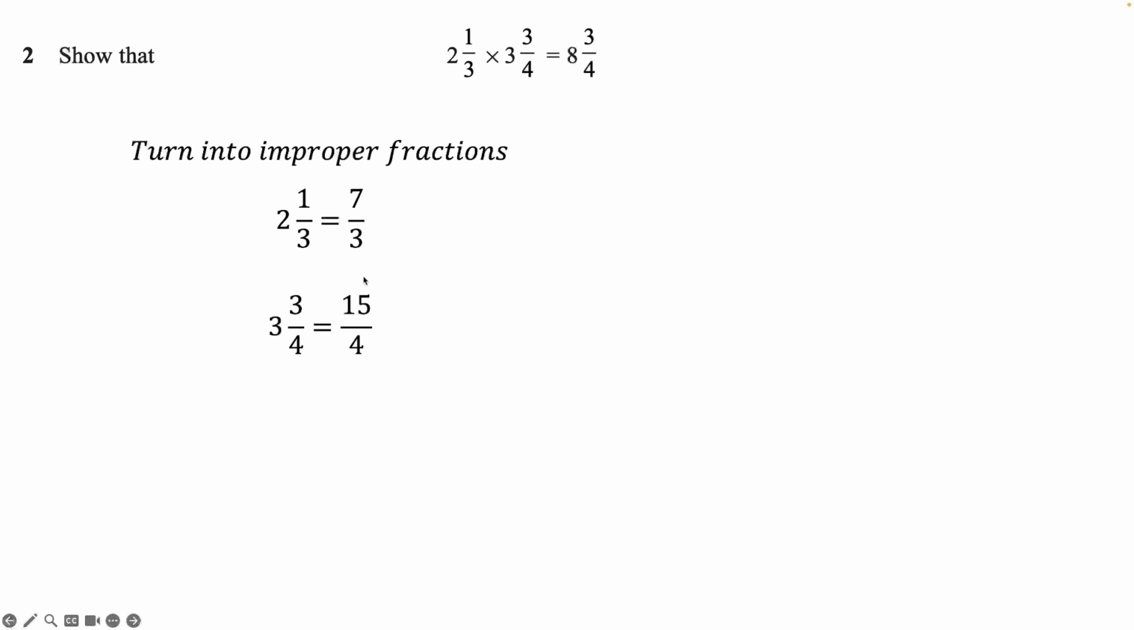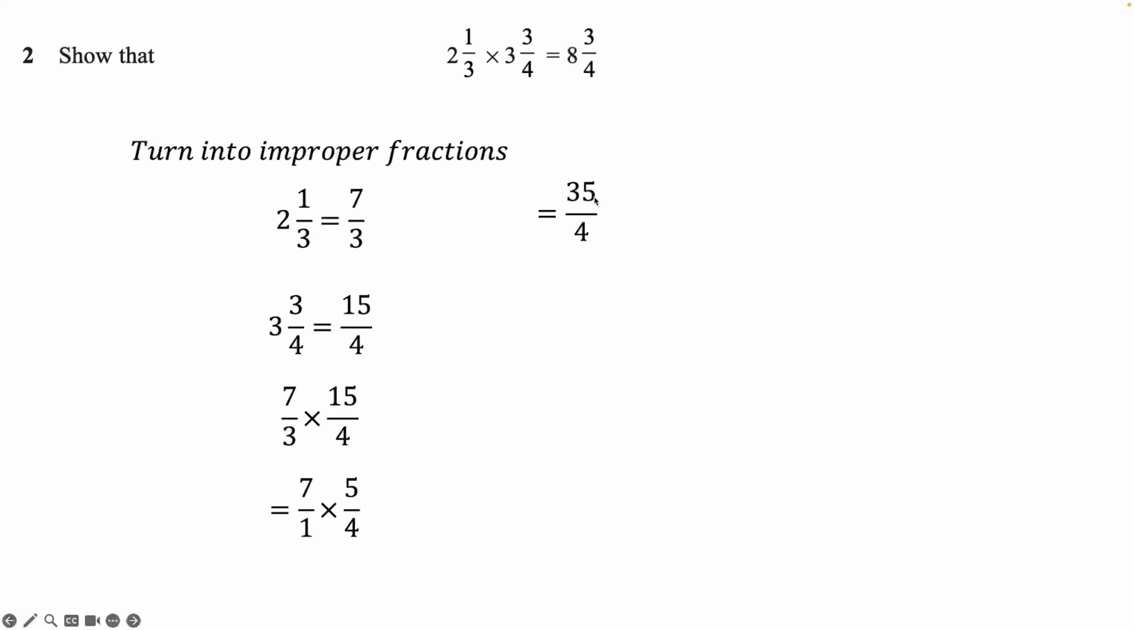Now we just need to multiply these together. Just multiply fractions, pretty easy. We can make this a bit easier by dividing this 15 and this 3 by 3. So that gives us 7 over 1 times 5 over 4. Just multiply them together. 7 times 5 gives you 35. 1 times 4 is 4.